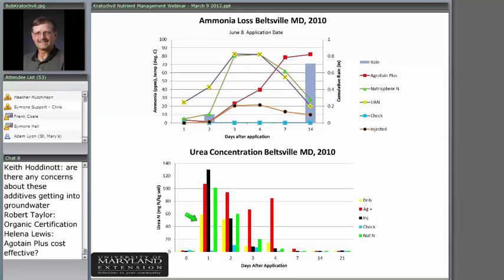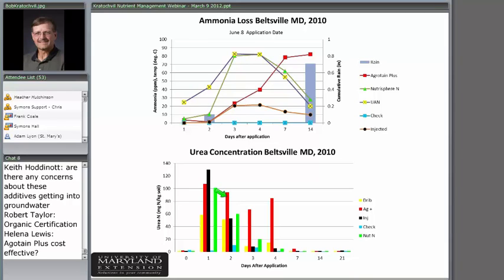Let's just look here at day 1. Yellow bar is UAN dribble. Red bar, Agrium Plus, higher concentration of urea. The black bar is the injected treatment. Green bar, Nitrisphere N. As we move on through days 2 and day 3, what you see for UAN surface applied and Nitrisphere N is that they have dissipated or converted to ammonia pretty rapidly.